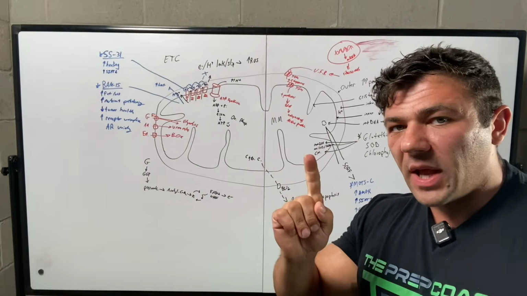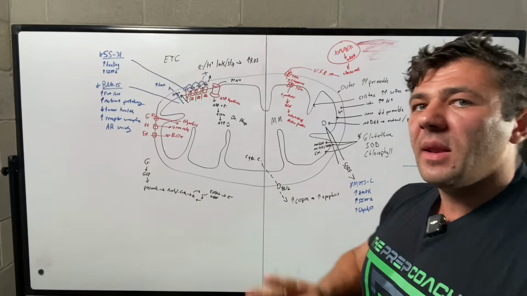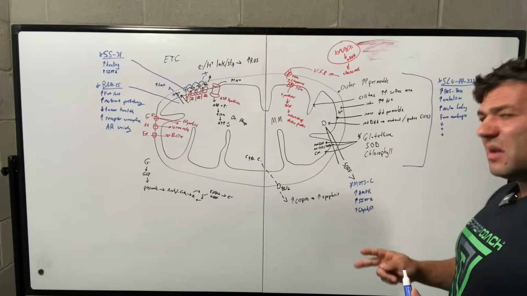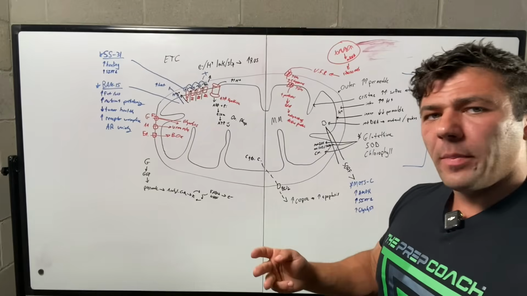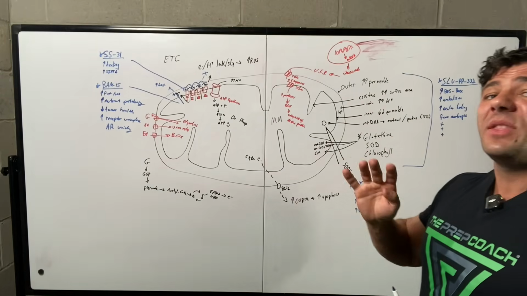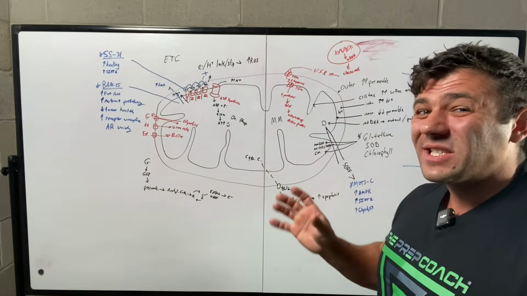SS-31, healing player, mainly. BAM-15, fat loss or tumor regressor player, mainly. MOTS-c, a little bit of health, a little bit of body composition, a little bit of performance. And then SLU, mainly the body composition and performance player, but has spillover everywhere.